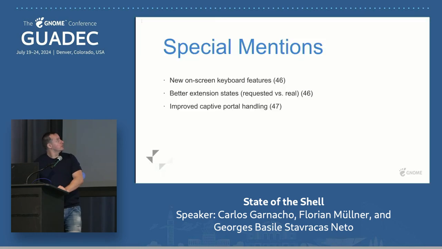Some special mentions here as well. The on-screen keyboard was improved. That is already in 46. I quickly mention it. The extension state has been improved. Not sure I should explain that.